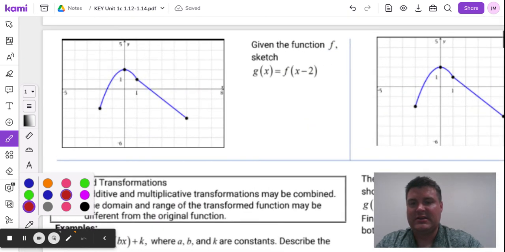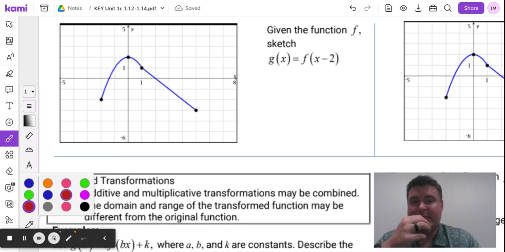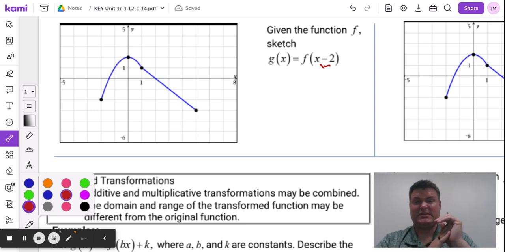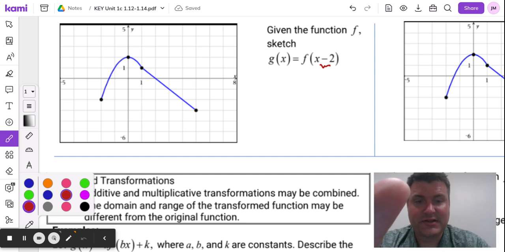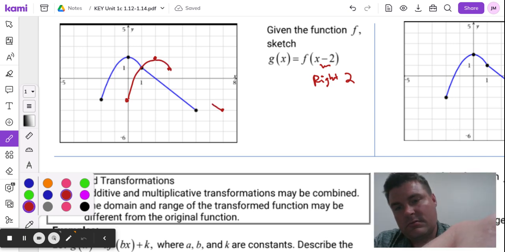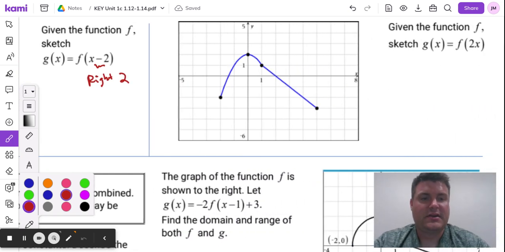Let's do the same thing here on the next page. But now we're going to be affecting the inputs here. So you can think of it this way, is that we are going opposite, right? You would think that we're going left 2, but we're going right 2, because it's inputs, opposite. So take all these points and go right 2.